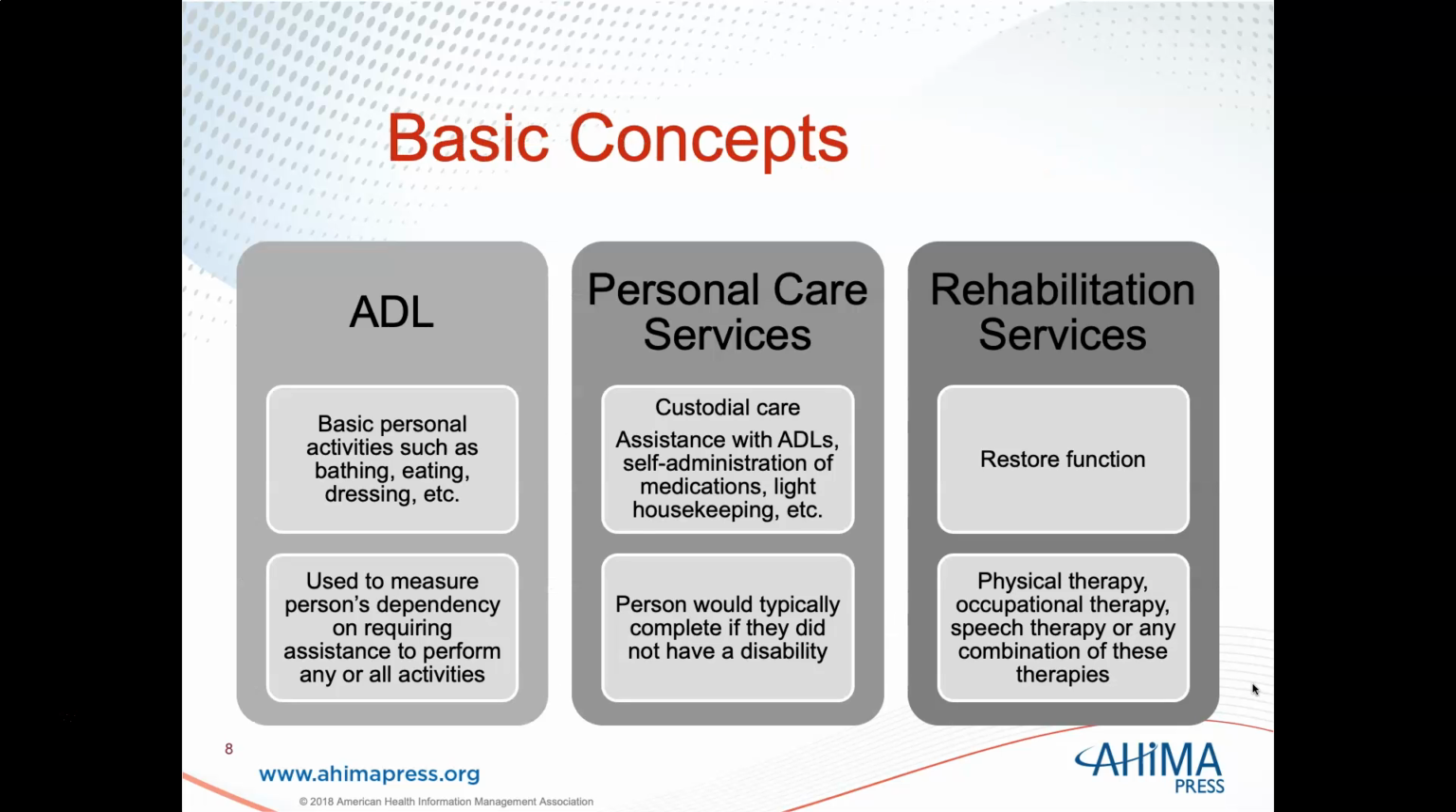So what are the basic concepts? Well, the first thing is activities of daily living. And the definition for that is basic personal activities that include bathing, eating, dressing, mobility, transferring from bed to chair, and using the toilet. Activities of daily living are used to measure how dependent a person may be on requiring assistance in performing any or all of these activities.